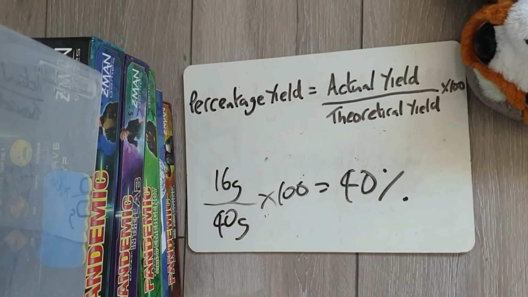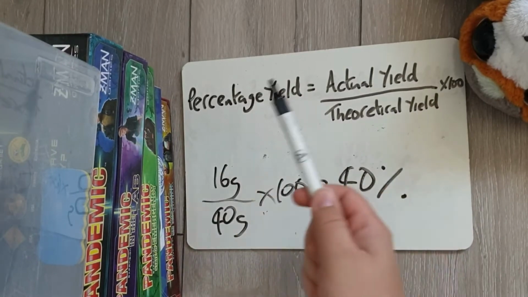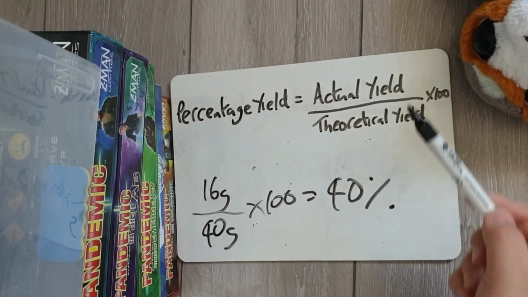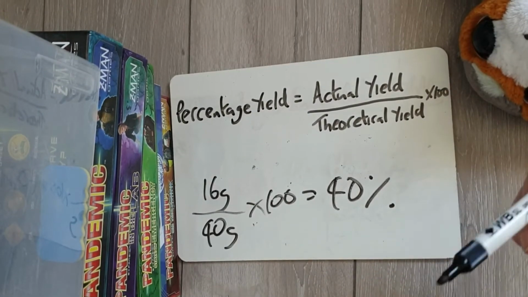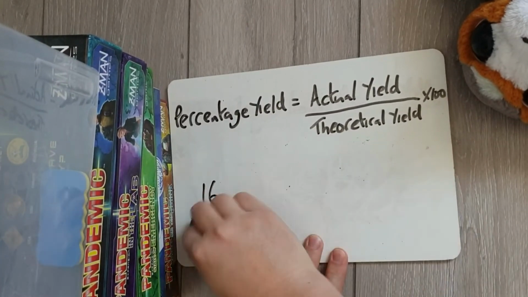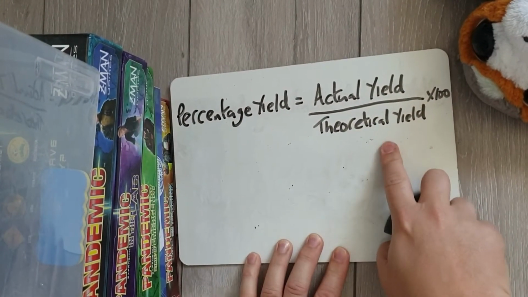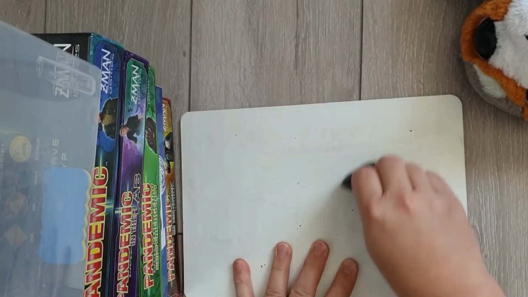So hopefully quite a quick, easy explanation. Yes, you have to remember this equation, but it's just working out a percentage. What did you get, divided by what it was out of, times it by 100. Where it starts to get slightly more complicated is where they don't tell you the theoretical yield, and that's where you need to use some of your chemistry knowledge.